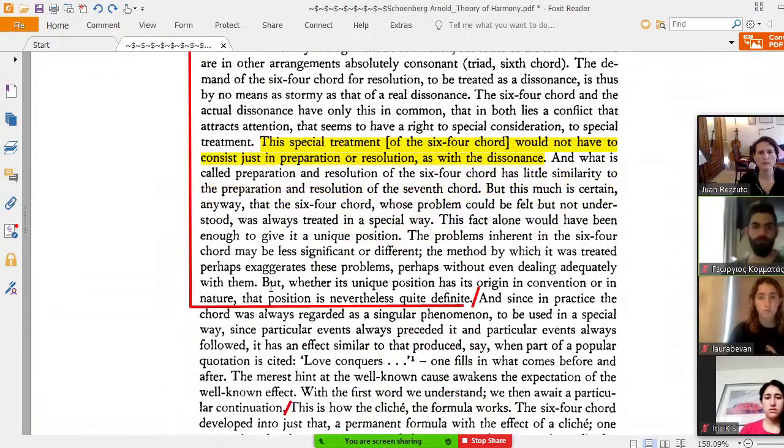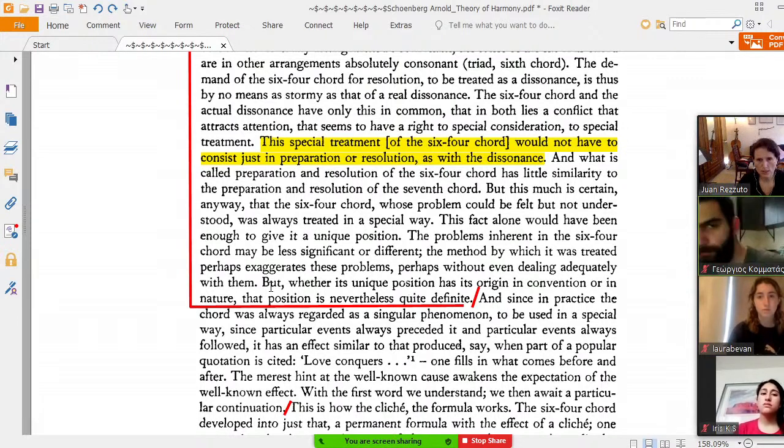This special treatment of the sixth chord will not have to consist just in preparation and resolution, as with the dissonance. And what is called preparation and resolution of the 6-4 chord has little similarity to the preparation and resolution of the seventh chord; it is not the same. Because actually it's not the dissonant chord by itself. The seventh chord is dissonant. It has a diminished fifth. Or at least it's a restless, not dissonant, but at least restless interval, the diminished fifth.